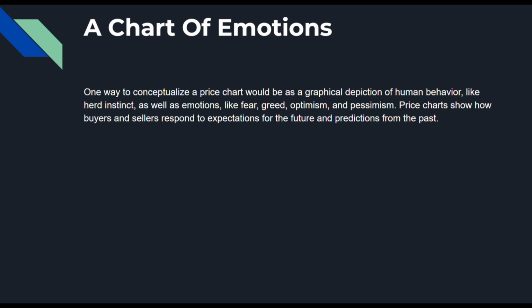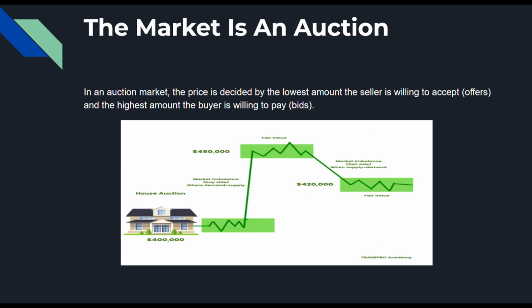One way to conceptualize a price chart would be as a graphical depiction of human behavior, like herd instinct, as well as emotions like fear, greed, optimism, and pessimism. Price charts show how buyers and sellers respond to expectations for the future and predictions from the past. The market is an auction.